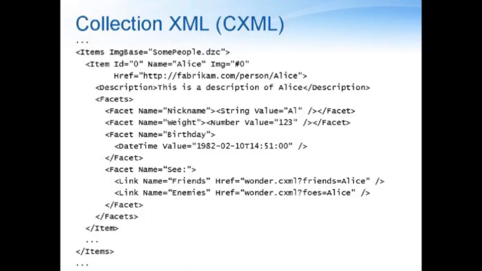So here, we've shown ways that you might link into the same collection. Clicking on one of these links will launch into the Wonder CXML collection and then say, with passing the server a parameter of friends equals Alice or foes equals Alice, so that the server can then take that value and give you a new collection based on that.